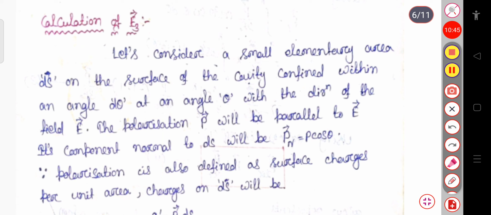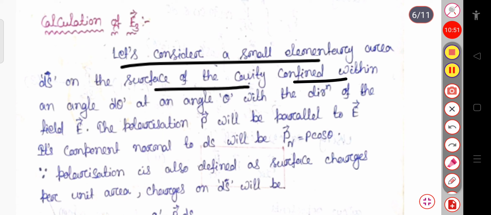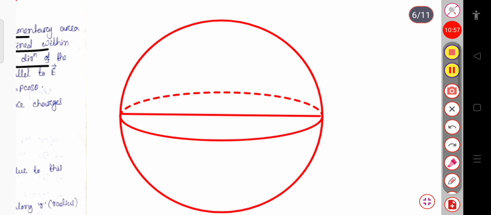Let us consider a small elementary area ds on the surface of the cavity confined within an angle d theta at an angle theta with the direction of the field E. This is, suppose, the spherical cavity that is placed in between the charged plate capacitor. So here let us consider this is the diameter, that is A and B. This AB length is the diameter, and suppose the center is C.